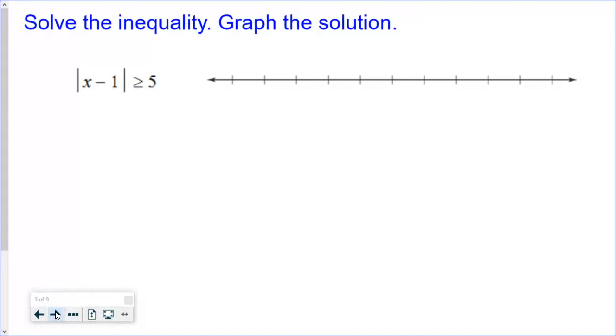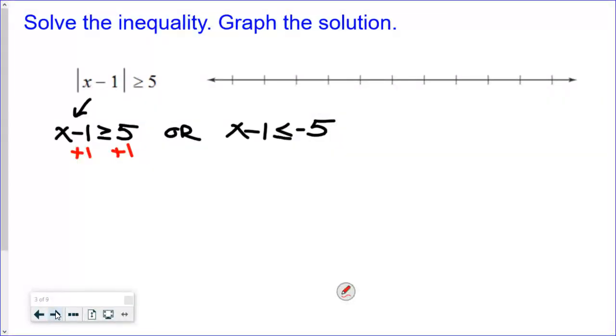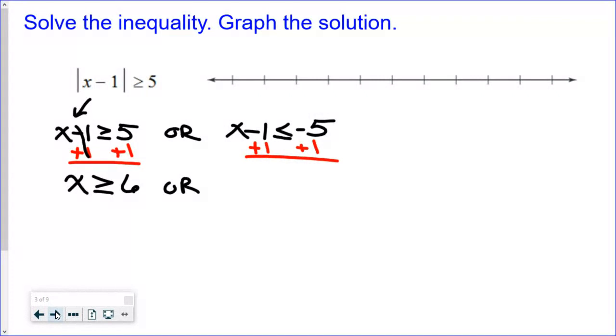Just a reminder, how do you do these? You do the same as yesterday. X minus 1 is greater than or equal to 5. It's a greater than, or x minus 1 is less than or equal to now the -5. So I'm going to add 1 to both sides. So it's x is greater than or equal to 6. Or, and remember the ors you don't need to rewrite as a tweener. Those are only the ands. X is less than or equal to -4.